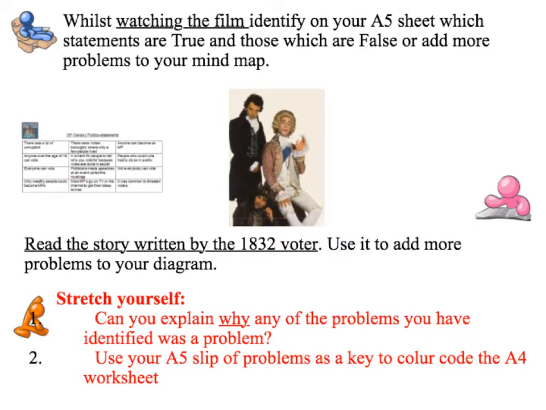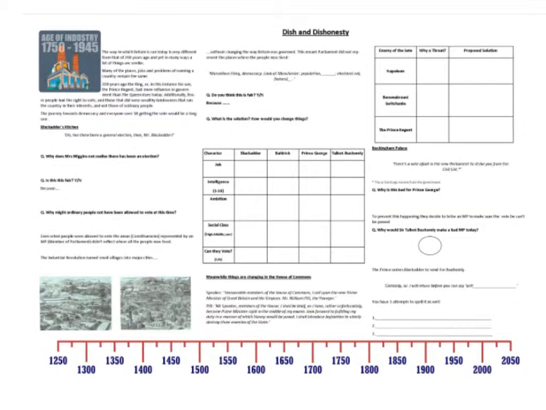And then moving on, what we're now going to do is complete a second sheet based upon the Blackadder episode Dish and Dishonesty, collecting information about what was wrong with the British electoral system back in the 18th, 19th centuries. What we can then do is complete that A4 sheet and use this sheet as a key to then colour code the A4 sheet, identifying what was wrong with Britain at the time. So, using that previous slip to then colour code the examples on this sheet once we've completed filling it out. So that can be done as an extension task.